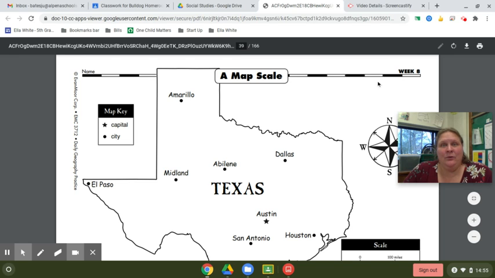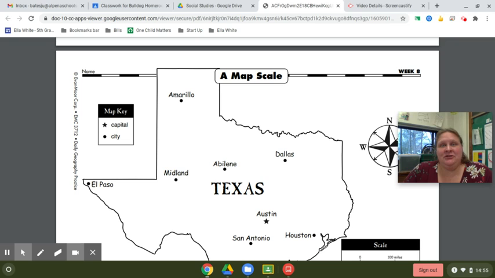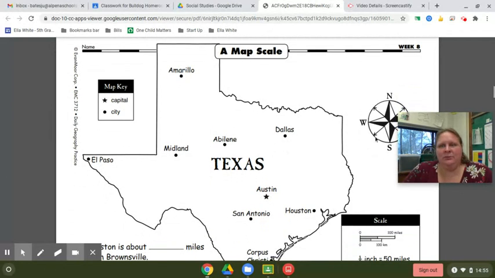For week 8, we are going to be looking at a map scale. Now, we already know that maps show us different things. For example, the title of this map is Texas. We can see that there's a map key. We also can see the compass rose that gives us directions.